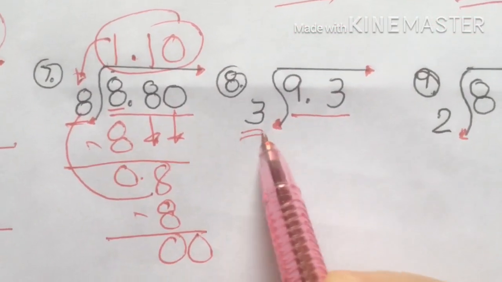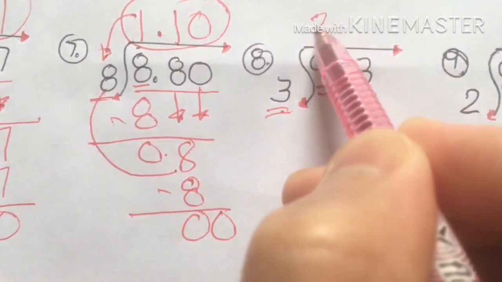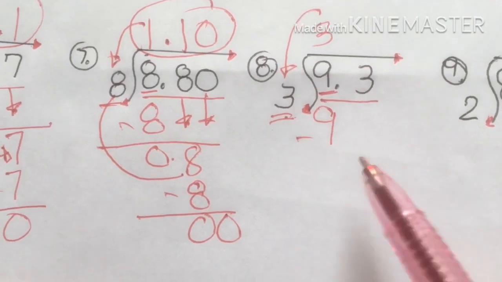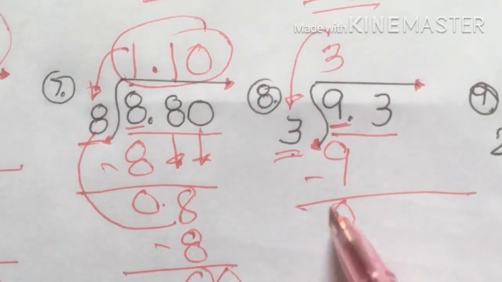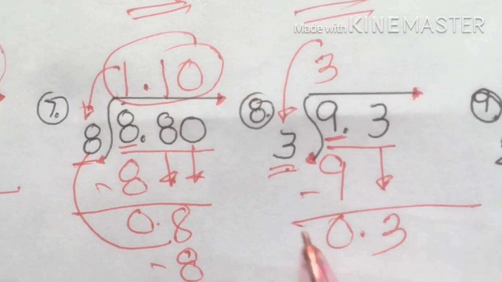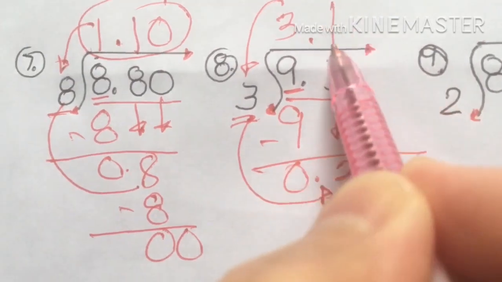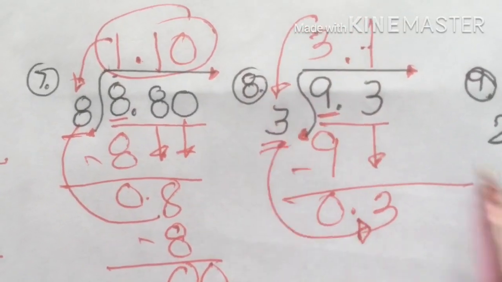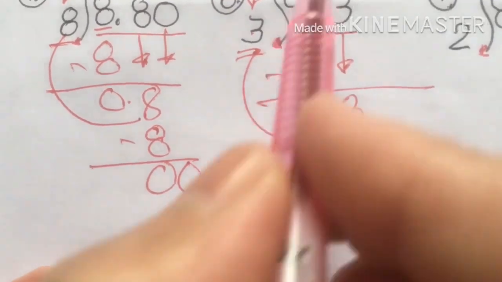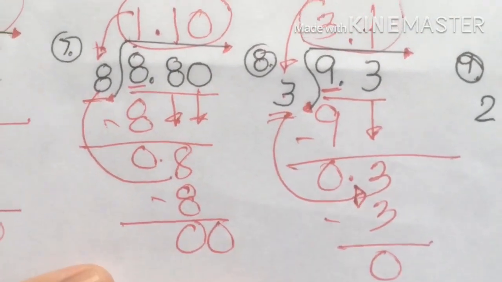Next, number 8. 9.3 divided by 3. So we're going to divide 9 divided by 3. The answer, class, is 3. 3 times 3, the answer is 9. Subtract it, that is 0. Bring down the next number being divided, which is 3. Divide 3, so we have 1. 1 times 3, the answer is 3. Subtract it, so that's 0. So we're going to emphasize our answer, 3.1.